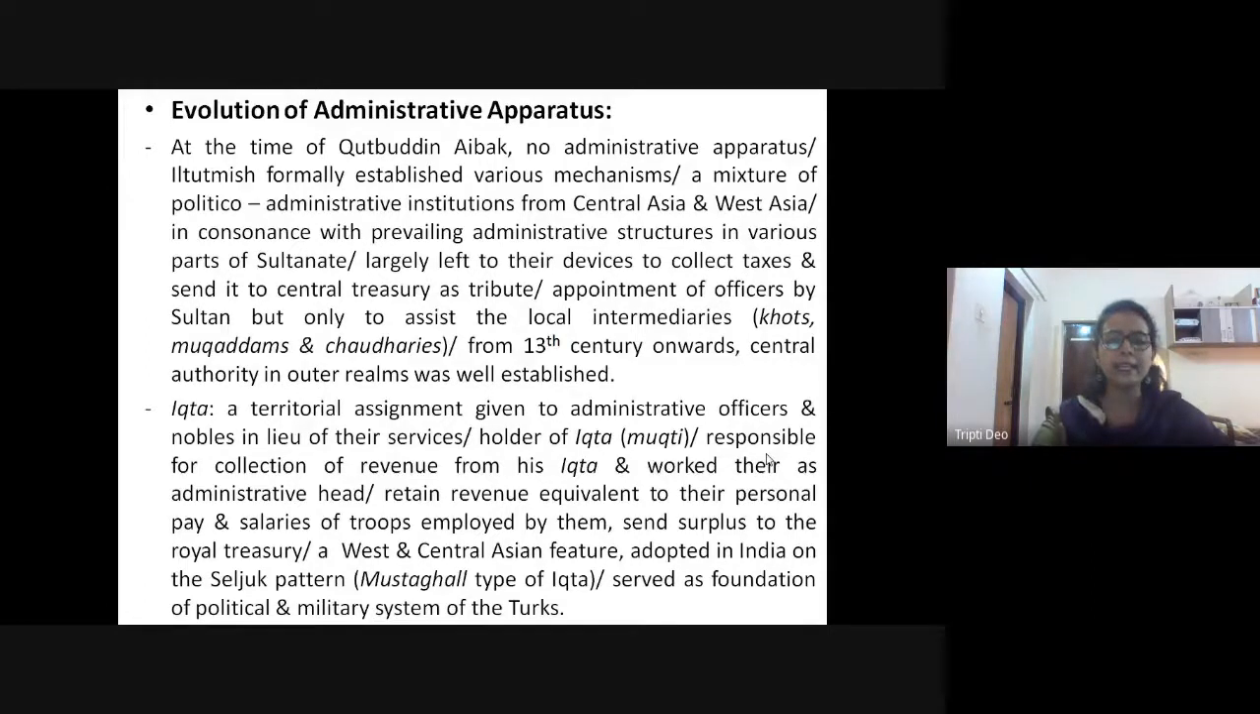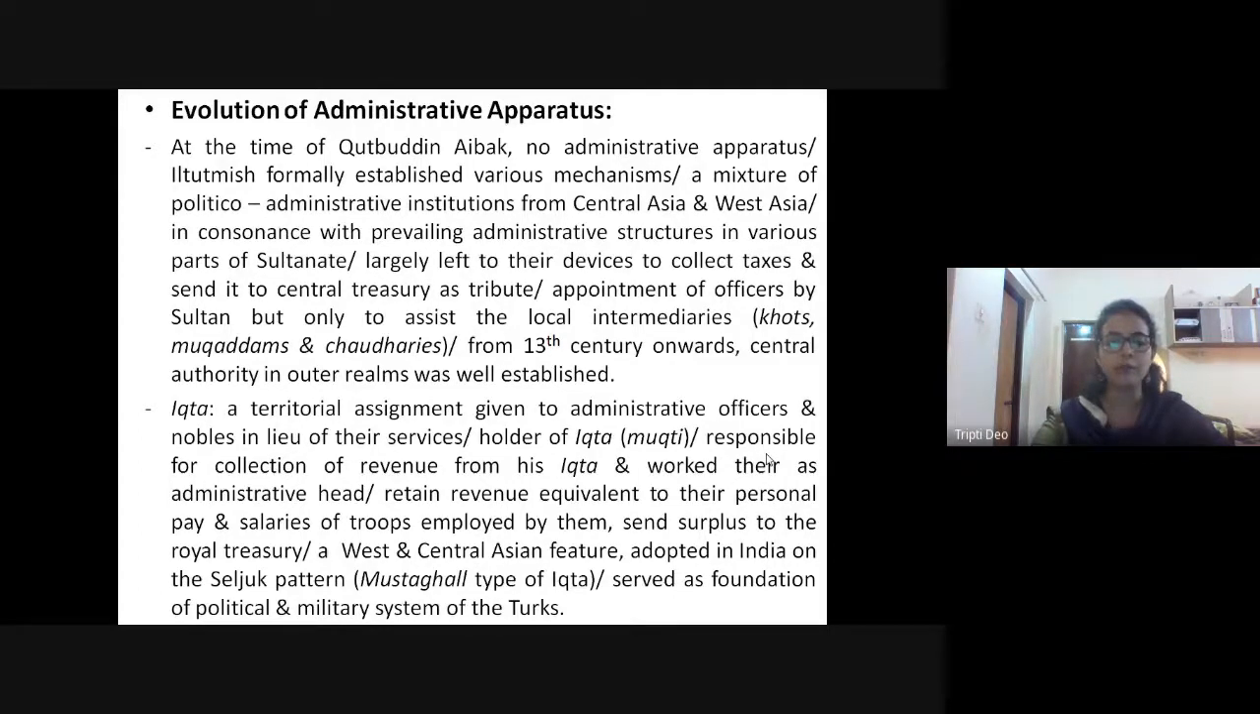So the tax collecting methods and all of that was left to whatever was practiced before the Delhi Sultans came in. There was already a system, and the Delhi Sultans did not want to disturb that system of tax collection. So they did not really interfere with all of that at this point of time. You will see that happening in the Mughal period, but at this point of time, it was left as it is.